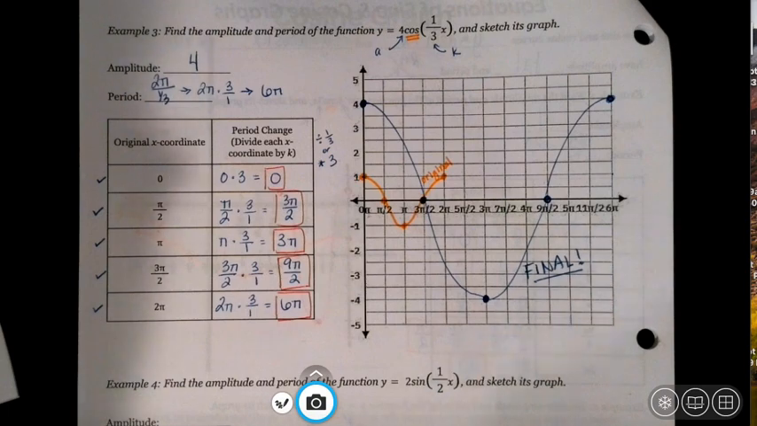I hope those examples end up helping a little bit.